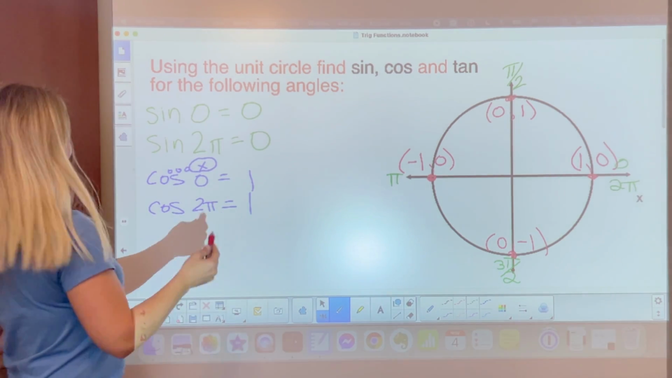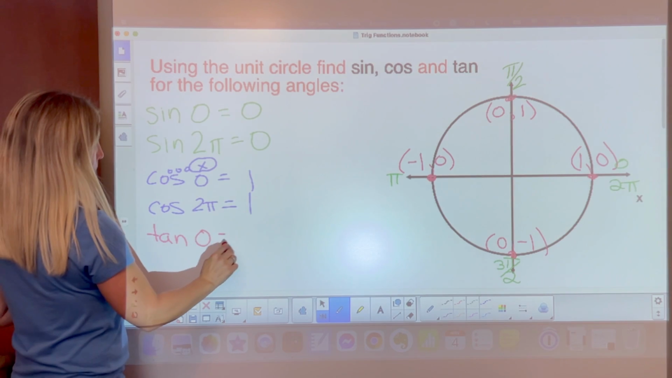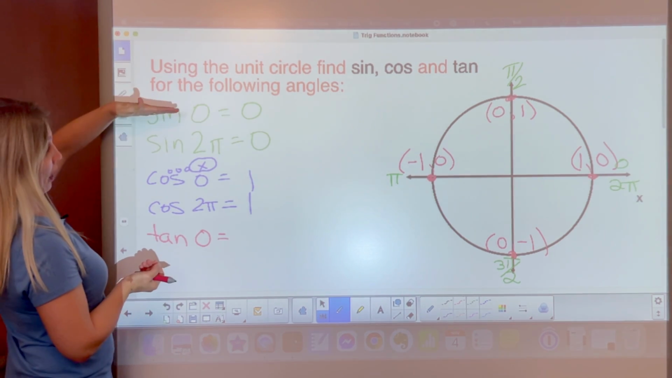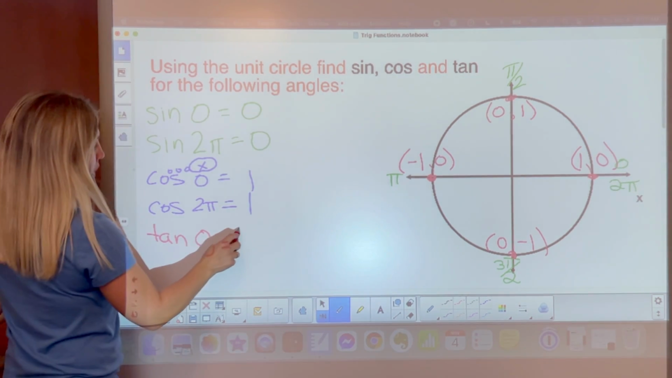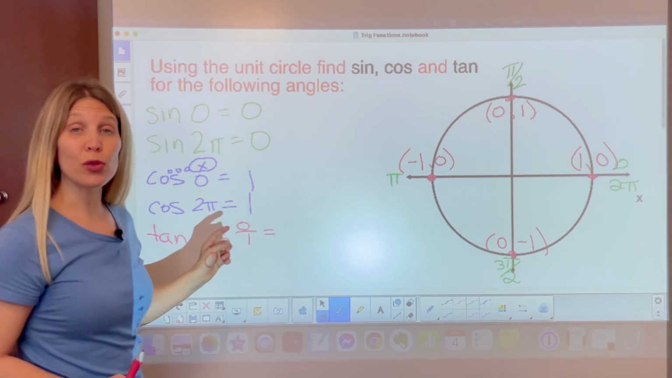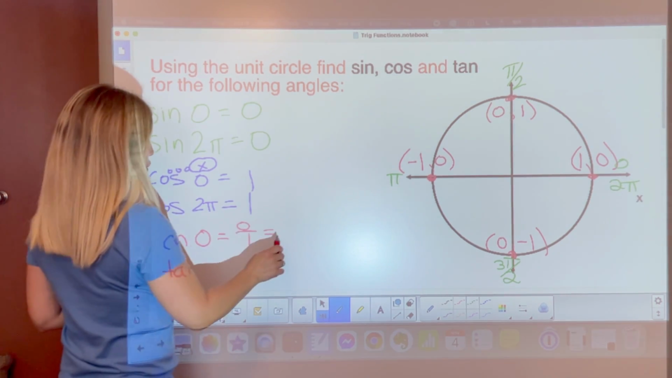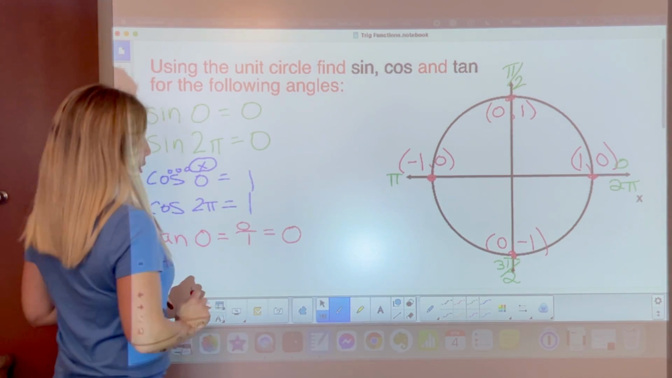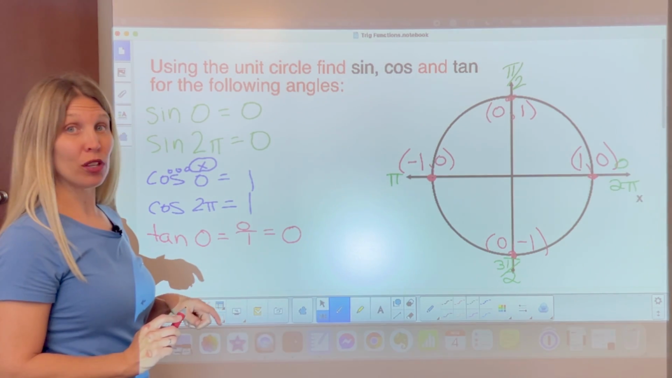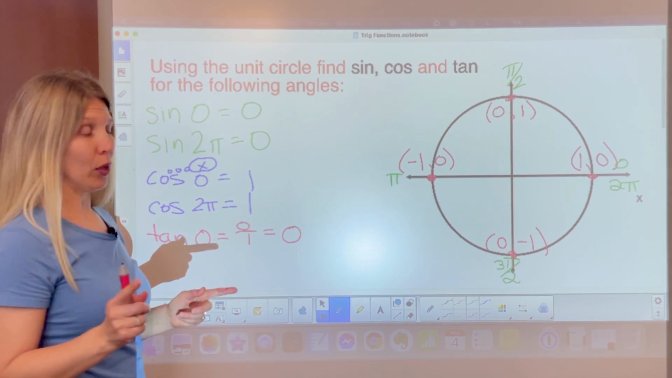Now let's do tangent. Tangent at 0. Remember, tangent at 0 is going to be your sine value over your cosine value. So 0 over 1. Can you do this problem with 0 in the numerator? Yes, you can. This is just going to be 0. Okay, and how do you remember which one is undefined and which one is 0? Here's a quick trick.